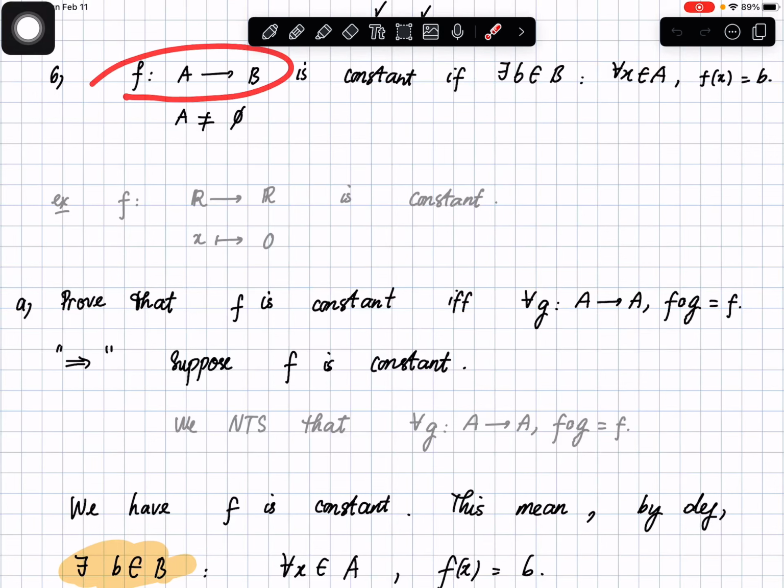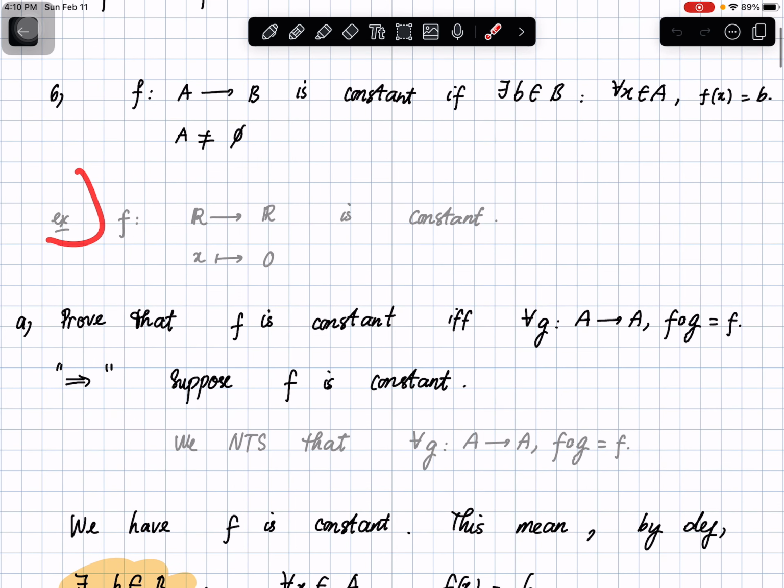f is a function from A to B, where the domain A is not empty. This function f is constant if there exists b, small b in big B, such that for all x in the domain, f of x equals small b. For example, the function f from R to R that sends all the points x in R to 0 is constant. So there exists b equal to 0 such that for all x in R, f of x equals 0.